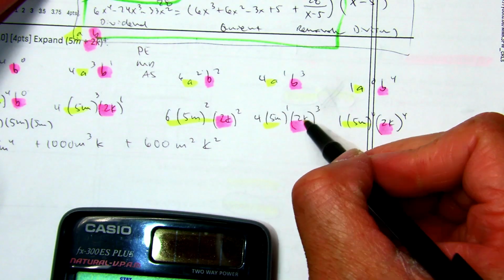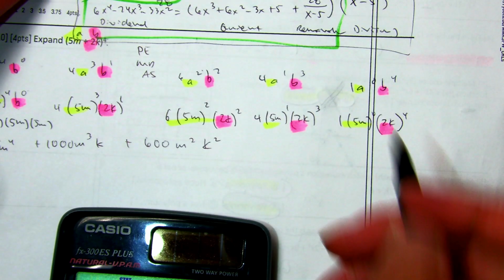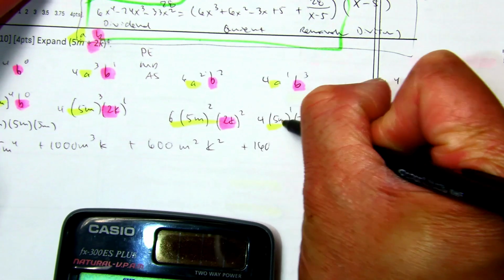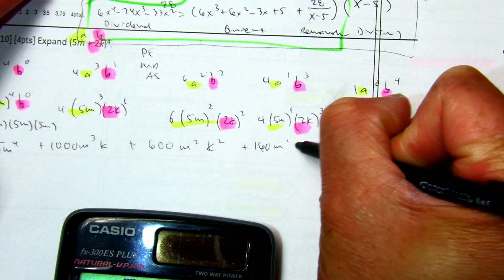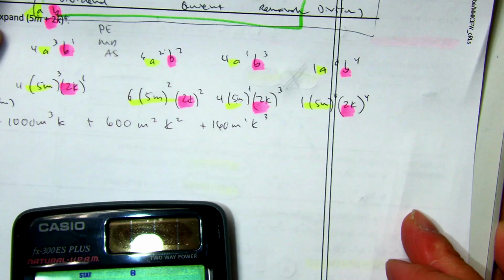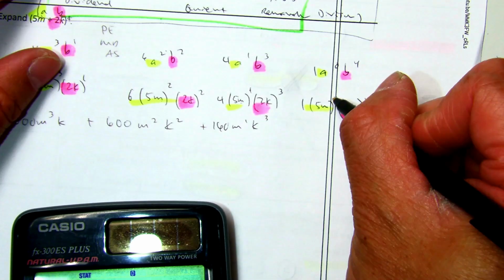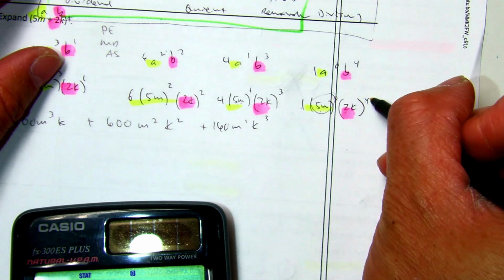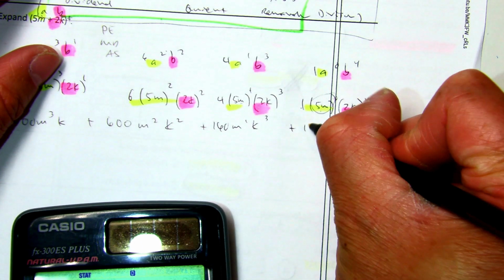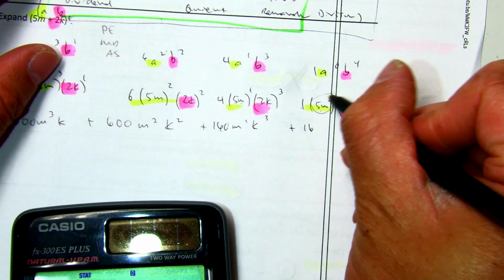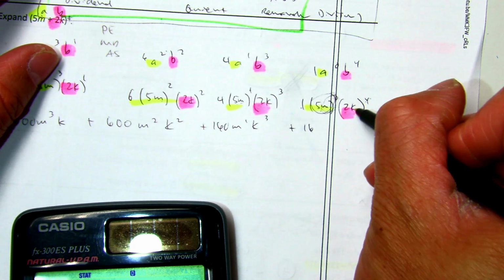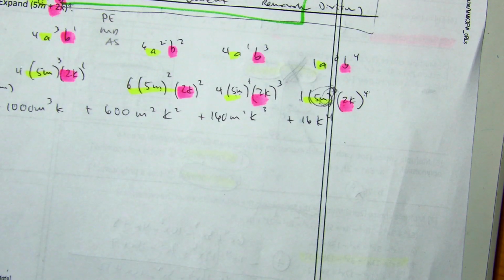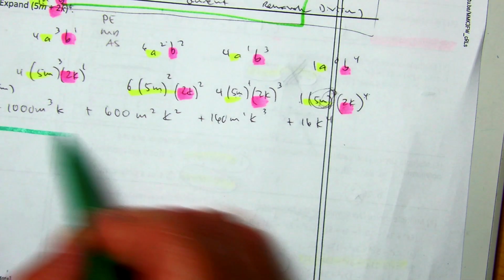This is going to be 2 to the third power, which is 8. 8 times 5 is 40. 40 times 6 is 240. m to the first, k to the third. And then anything to the 0 power equals 1. So 1 times 1 times 2 to the fourth, which is 16. So that'll become positive 16. No m's, right? The whole thing becomes 1. And k to the fourth. And that would be our answer.